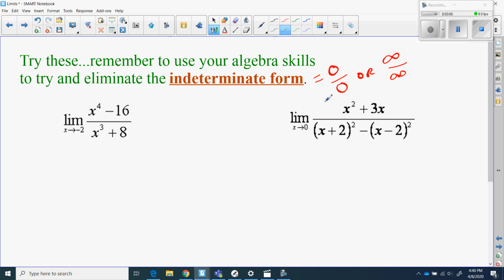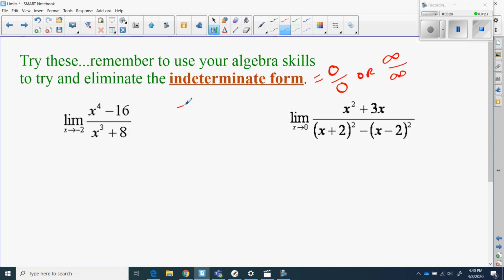Well, if these turn out to be indeterminate, you need to draw upon your skills from the last 11 years of schooling to try and figure out a way that maybe you could manipulate what this expression looks like so that something will cancel out, something will simplify, and the expression will look a little bit different. You'll see what I mean by that as we get going.